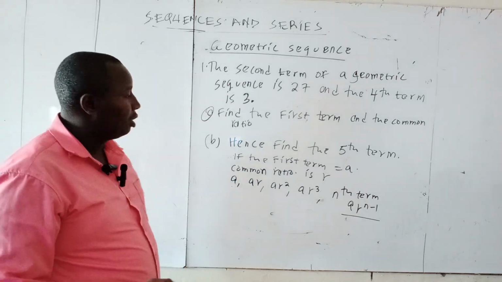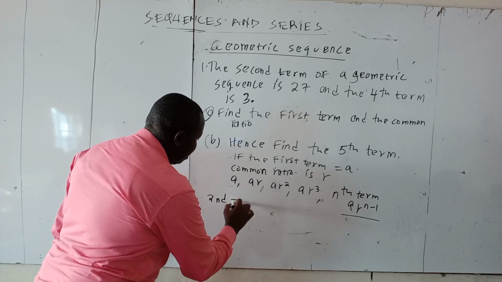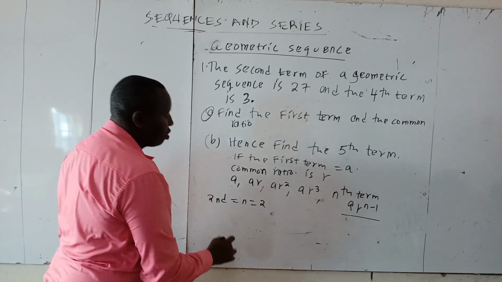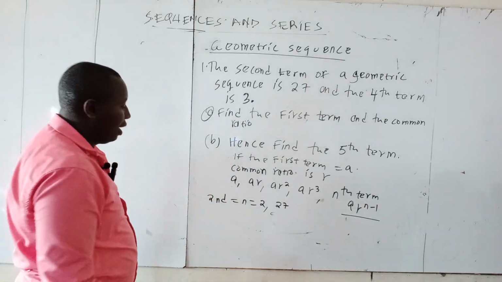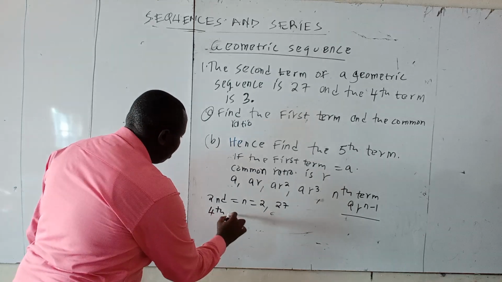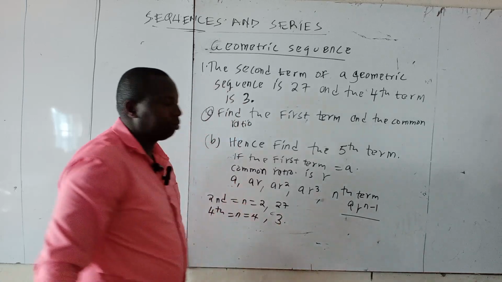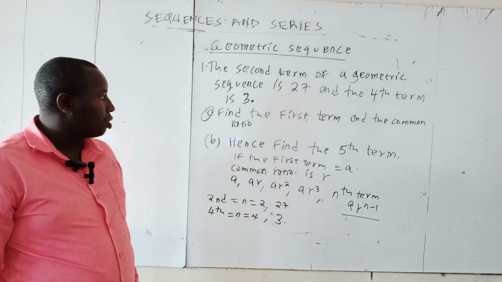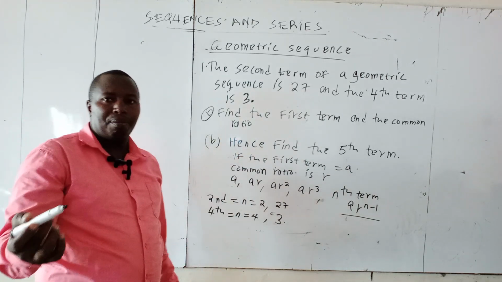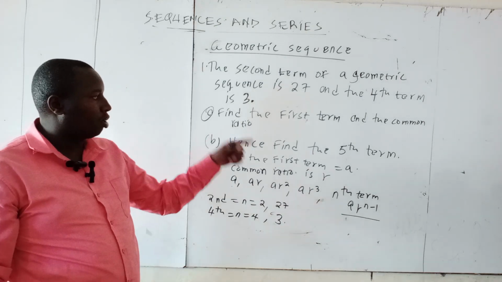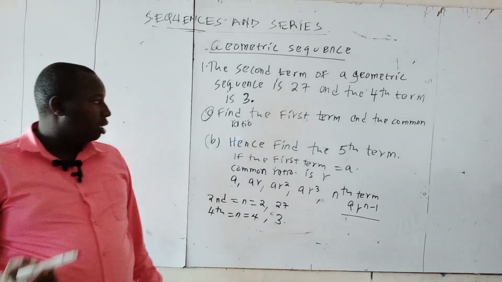So let's go straight to our question now, what the examiner is asking. You are given the second term, where n is 2, and you're told that the second term is 27. And the fourth term, where n is 4, is 3. You are told to find the first term and the common ratio, and then find the fifth term.